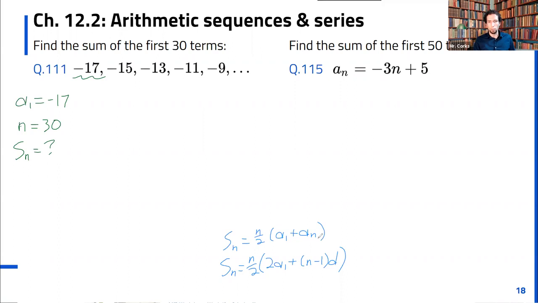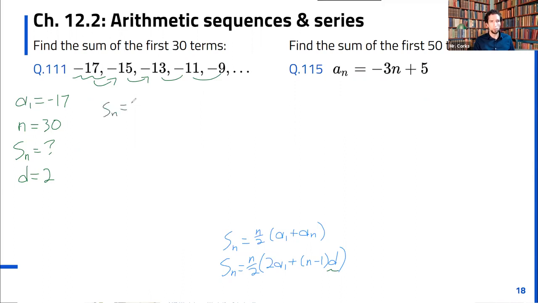Are we ready to use the formula? We need d. It's not going to be hard to find given what we have here, but we do need that. So our d term, what is that? 2. So just positive 2 plus 2 plus 2 plus 2 plus 2. We can just look at the sequence and see it directly there. Okay. So now we're ready to use the formula.